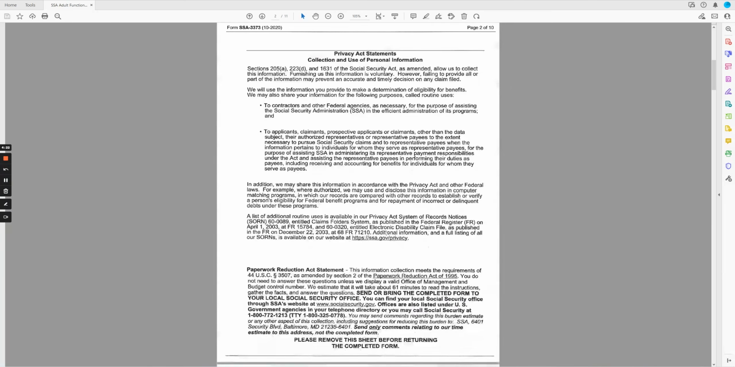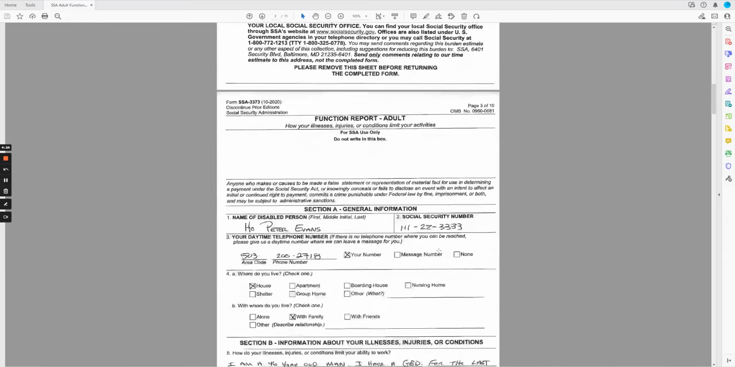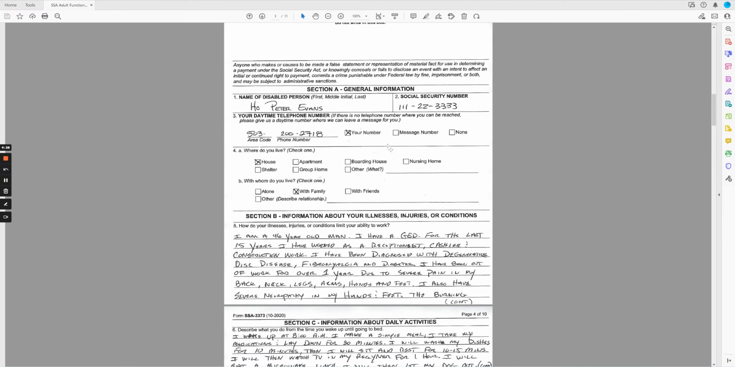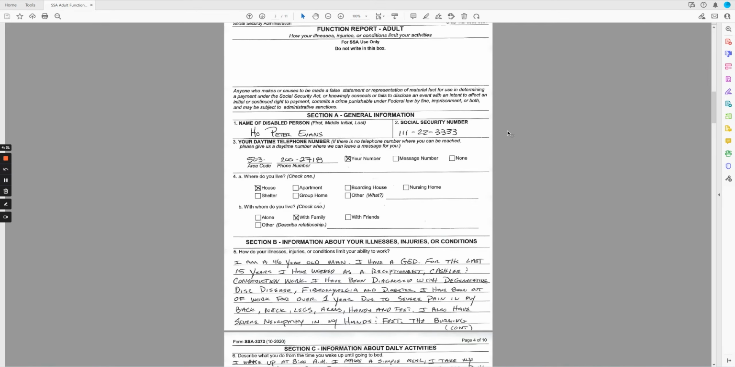The first 2 pages are instructions, and then you get to the 3rd page. Page 3, as you can see, and I'm going to make this just a bit smaller so we can get it all on one page, is general information. So give your first name, middle initial, and last name. I go by Peter, so I just wrote out my full name. Give your Social Security number, your daytime phone number, and where do you live? House, apartment, group home, boarding house, nursing home, shelter, or other, like you're homeless.